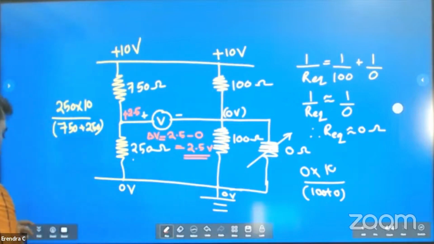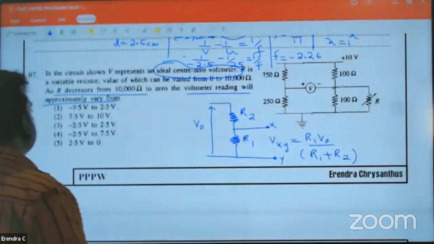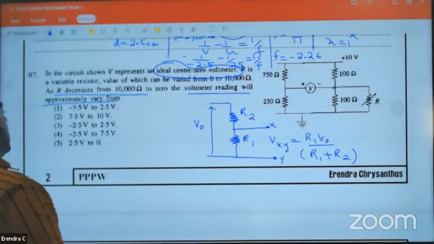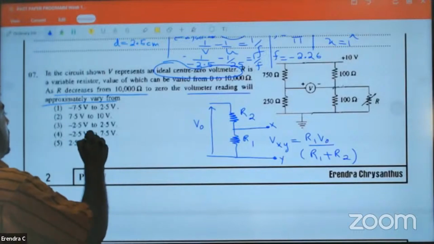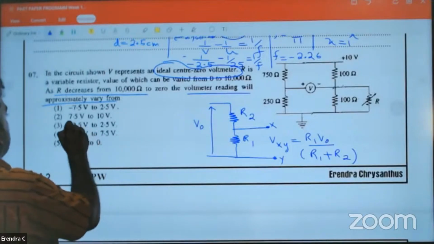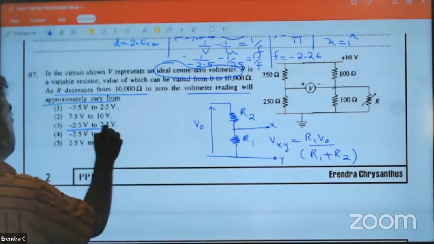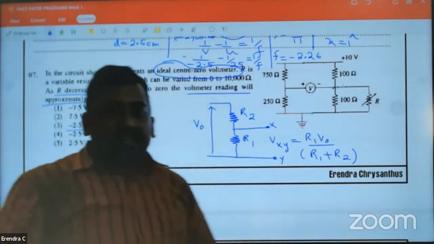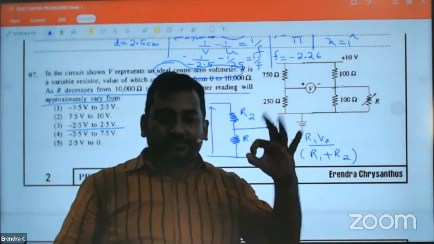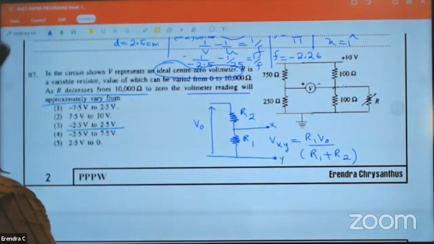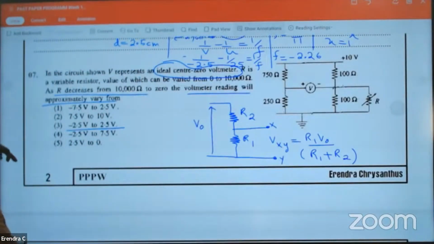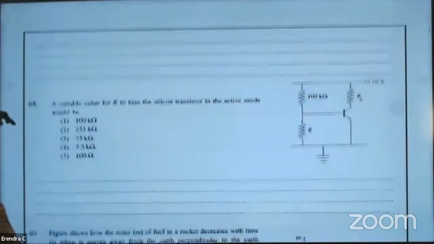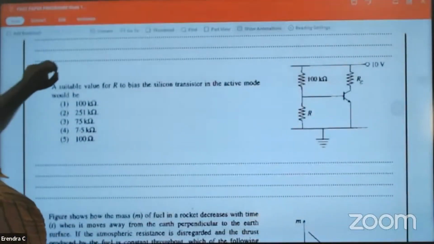Right? So let us select minus 2.5 to positive 2.5. The answer is answer number 3. Okay. Moving on.